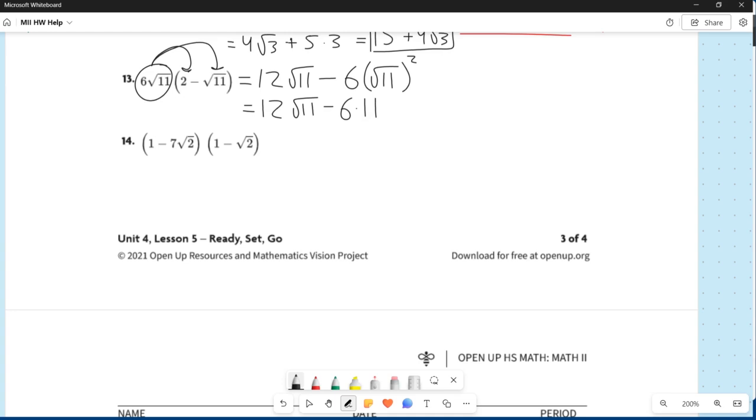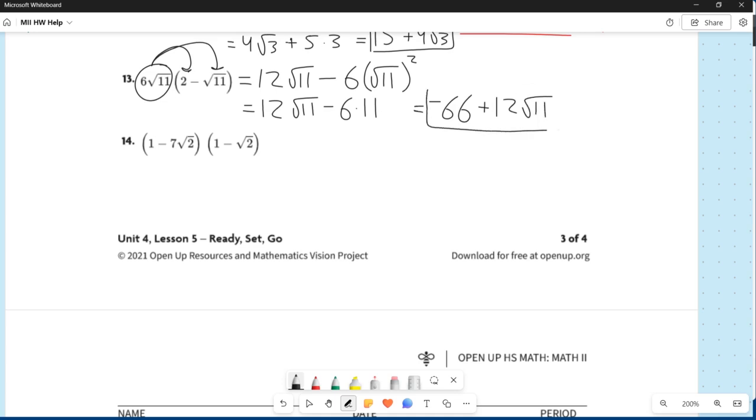Your square root and your squared go away because those are inverse operations. It's just like adding 6 and then subtracting 6, or multiplying by 2 and dividing by 2. They cancel each other out. So this is where we're at. And 6 times 11 is 66. The way that I would express the final answer here, even though my rational number is going to be negative, I would probably still start with it. So my final answer would be negative 66. That's the rational part of my answer. And then the 12 root 11 is positive, so it's going to be plus 12 root 11.